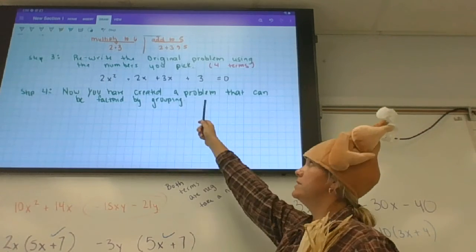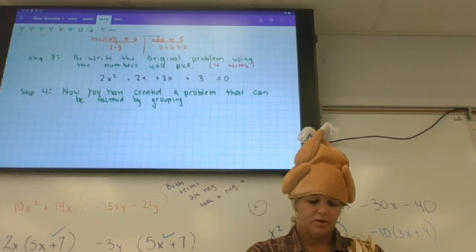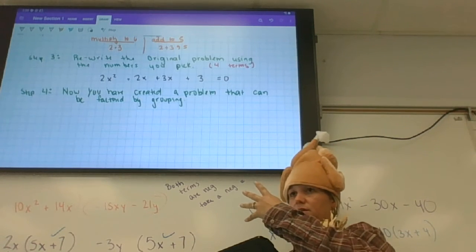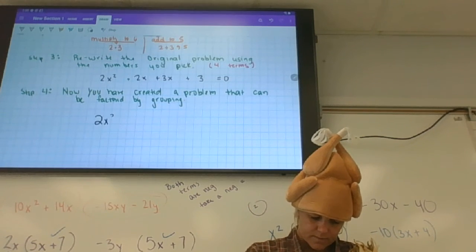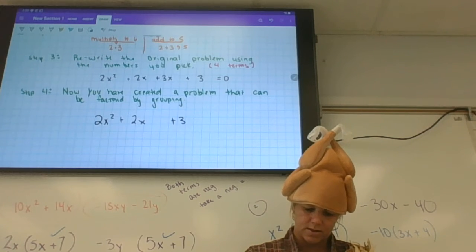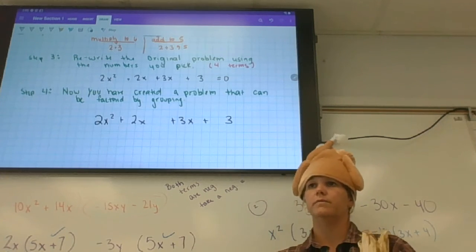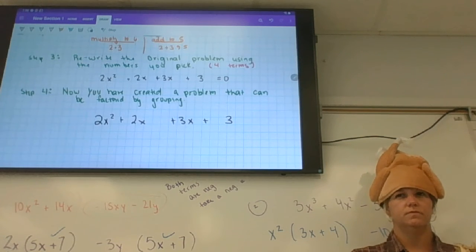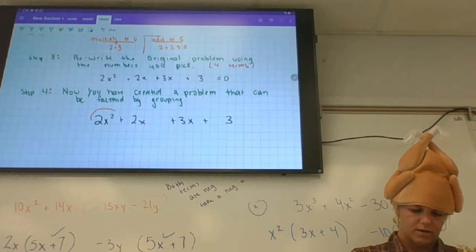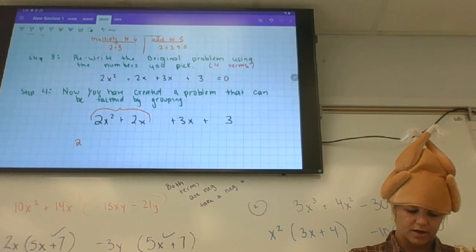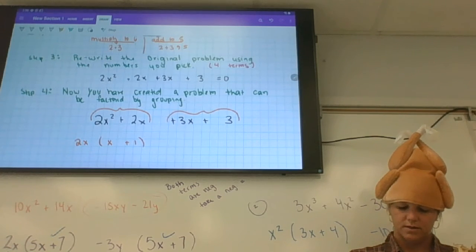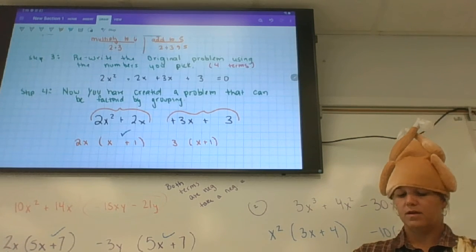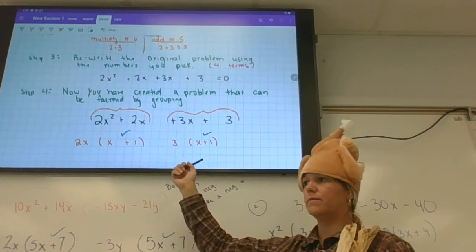So now we're going to do yesterday's skill with this problem. Now that you've created a problem with 4 terms, now you can do the grouping method, which is why yesterday's lesson was really important. So I'll take a GCF out here, 2x. Take it out here. I'm really happy that my parentheses match up.